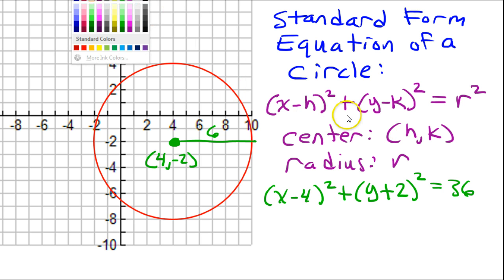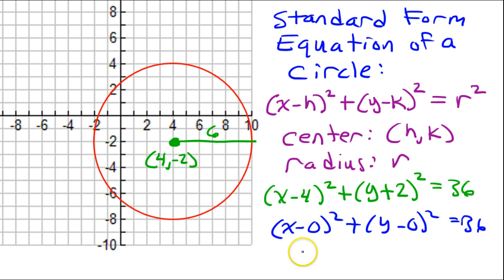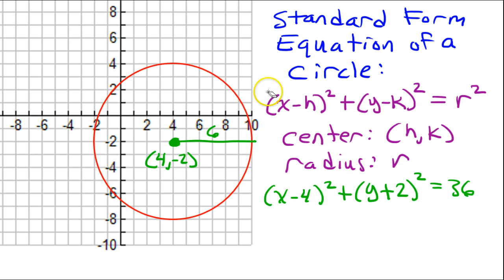Notice that this equation still works for when it's at the center. It's just that the center would be 0, 0. So if you did have a circle that was at the origin, that would just become x minus 0 squared plus y minus 0 squared. Okay, and with the zeros, it just turns right back into x squared plus y squared equals 36, which is what I showed you the first time. So it is very useful to have the equation of the circle written in standard form, because at a glance you can see the center and the radius.